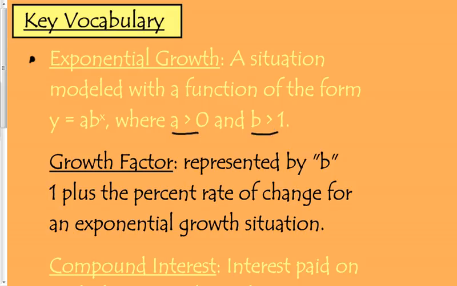So when we're talking about exponential growth, the growth factor is represented by the b, all right? And it would be 1 plus the percent rate of change for an exponential growth situation. So, for instance, if it was 1.25, 1 plus the percent, so it would be 25% growth. Okay, if you're looking at it that way. That's just what it means.